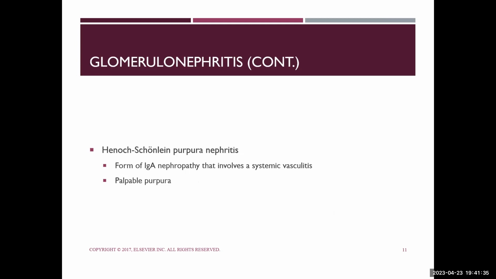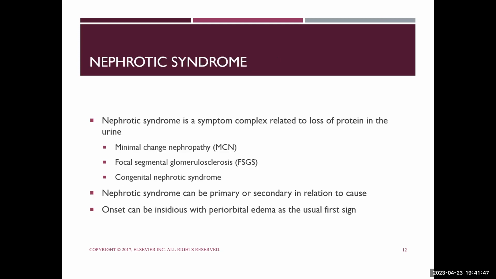Henoch-Schönlein purpura, sometimes called IgA vasculitis, also involves arthritis, abdominal pain, and skin lesions. Henoch-Schönlein purpura, by the way, is a small vessel vasculitis.